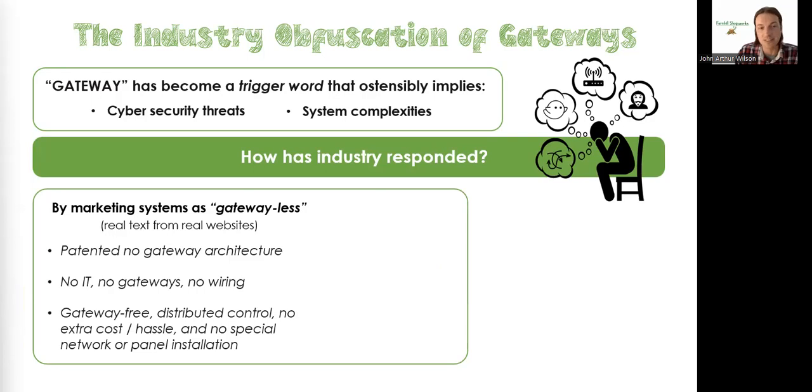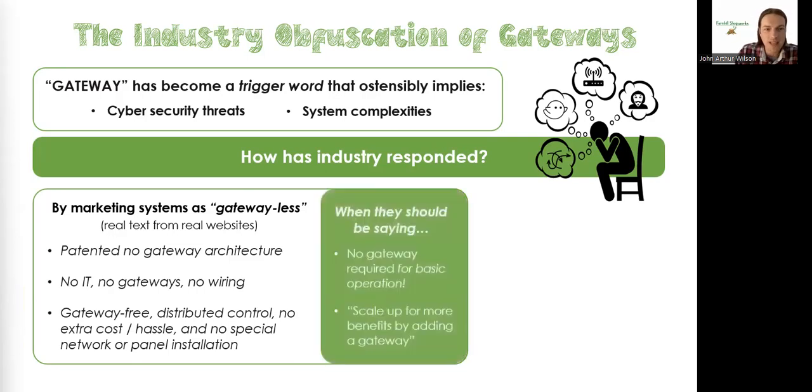The first major trend that I see looking across the market is they have responded by marketing their systems as gatewayless. This is real text from real websites: patented no gateway architecture, no IT, no gateways, no wiring. What they should be saying is something like, hey, no gateway required if you just want the most basic system we got. But as soon as you want to scale up and add additional features, guess what, pal? You're going to need a gateway. And ironically, I think a lot of people would support the statement that starting with a really basic system that's not secure and then adding a gateway and trying to make it secure is a way worse approach than just starting with a secure system out of the gate. No pun intended.